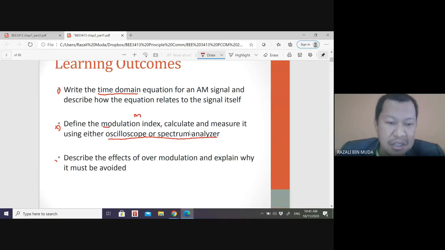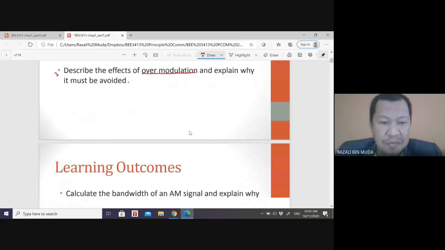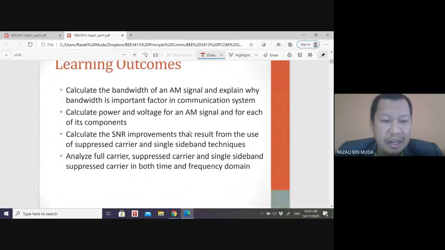Number 3 is the student should be able to describe the effect of overmodulation, and understand why overmodulation should be avoided. It's not good. Okay, learning outcome: calculate, analyze.